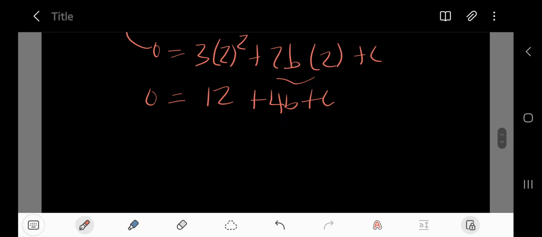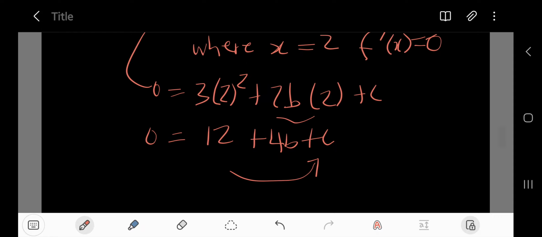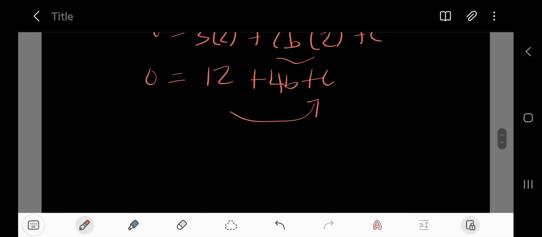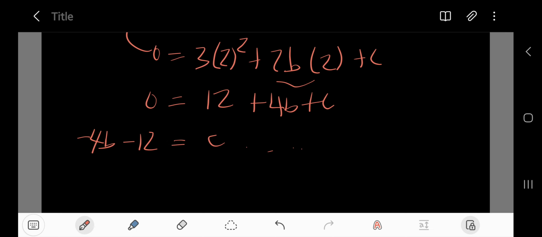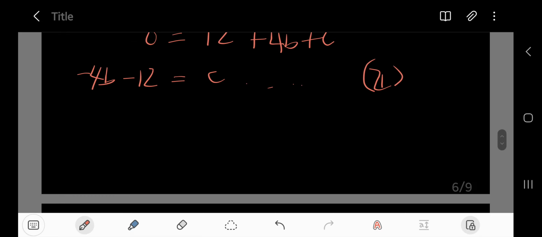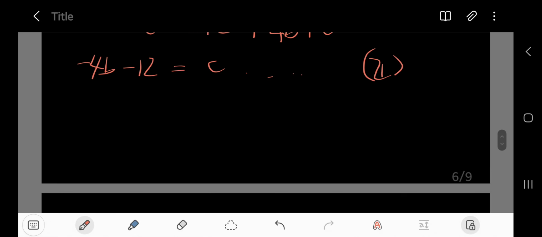What I want to do again is make c the subject of the formula. So c is equal to minus 4b minus 12. Now we have established that both of these are equal to c. Let this be our equation 2. I made both of them equal to c. So if I'm equal to c and you're equal to c, it means we're equal to each other. Therefore equation 1 is equal to equation 2.